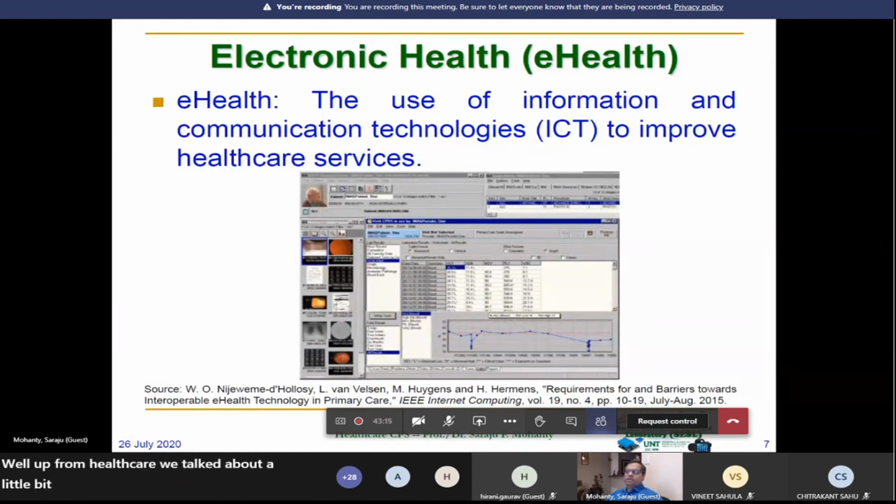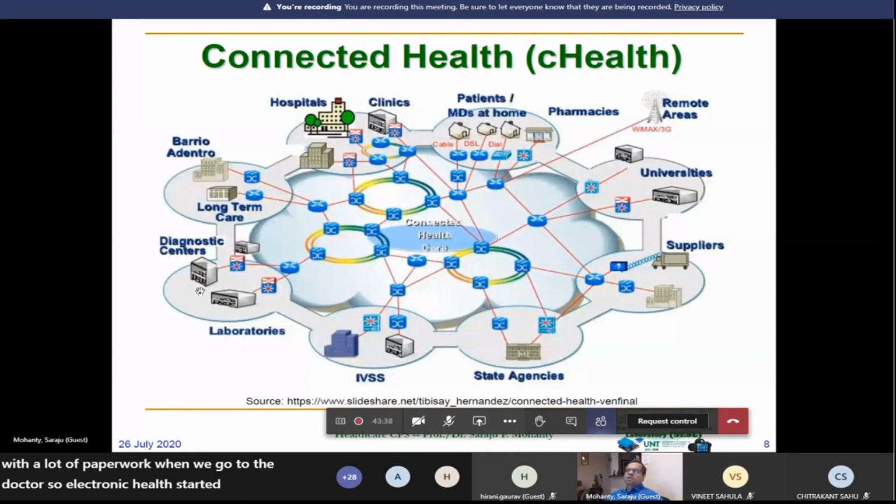Then electronic health came into the picture, because we wanted to have all our records in a mechanism that our doctor and the insurance company can have access to. And we, as a patient, don't have to deal with a lot of paperwork when we go to the doctor. So electronic health started. Then connected health is a significant improvement of that. That is telemedicine plus electronic health.